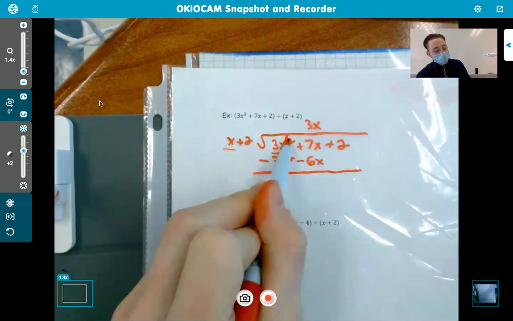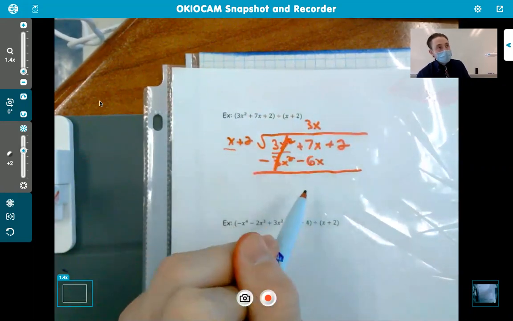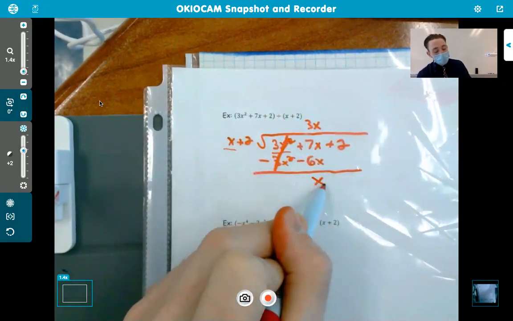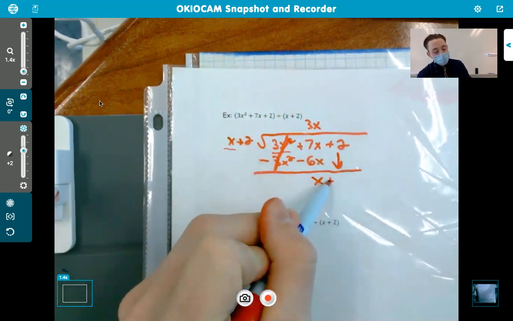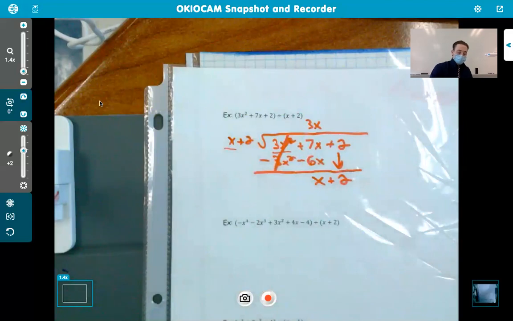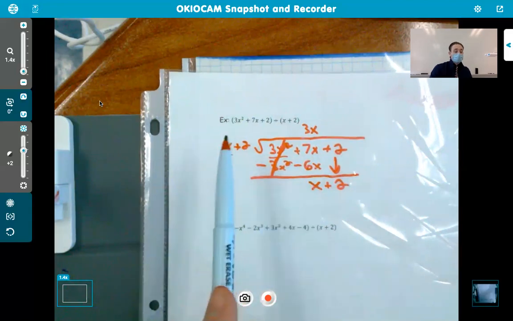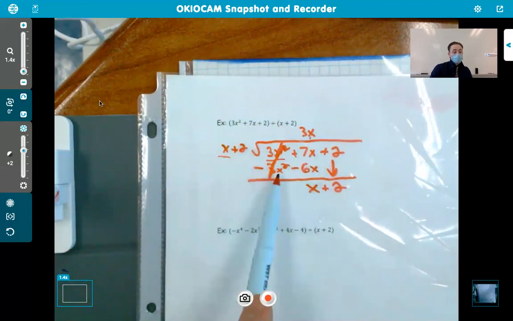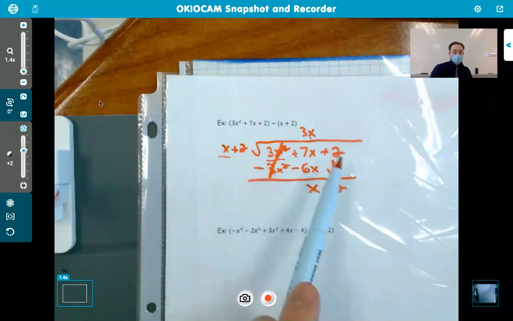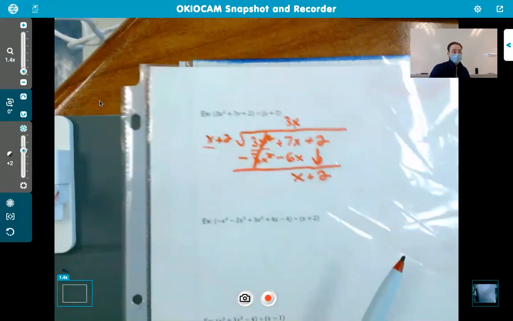These will cancel. What's 7x minus 6x? x. And what do I do with this 2 out here? Bring it down. Okay. Any questions so far? So how many times is the first term going to that first term? Write that above. Multiply those through. Change the signs and simplify. Bring down any terms left over.